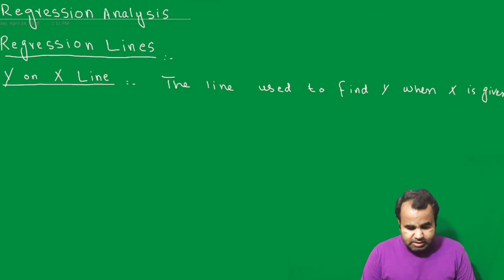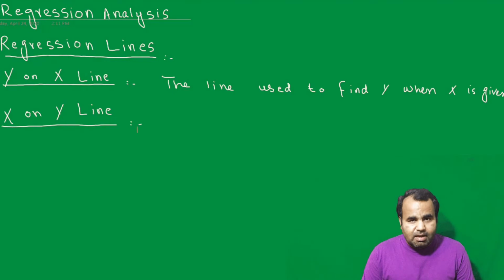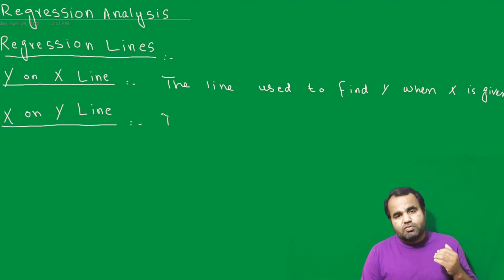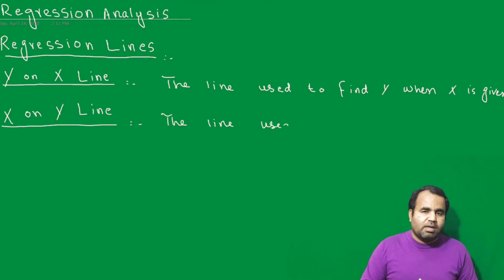And when we talk about the x on y line, this is another line, just like the y on x line. It is the line which is used to find x when y is given. So these are the regression lines: the regression line x on y and the regression line y on x.